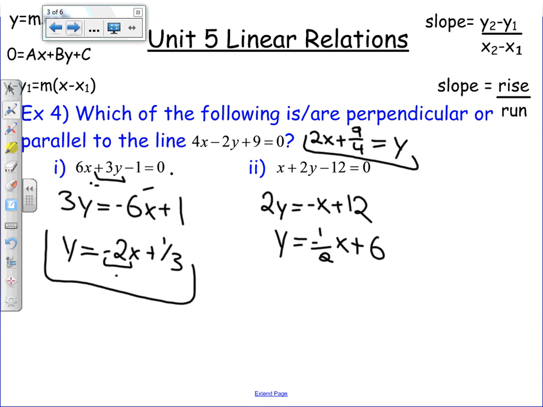What about II? Is it parallel? It's not parallel because negative 1/2 is definitely not the same as 2. Is it perpendicular? Why is it perpendicular, Hannah? What's it called if it's perpendicular? Negative reciprocal, which means you flip it and you do the negative. So the negative reciprocal would be 1 over 2, which just happens to be our slope, which is beautiful. So yes, it's perpendicular.